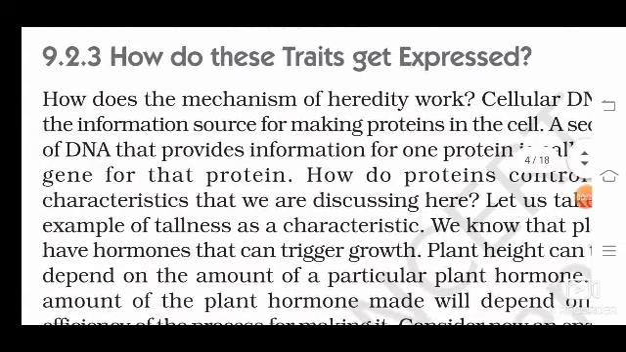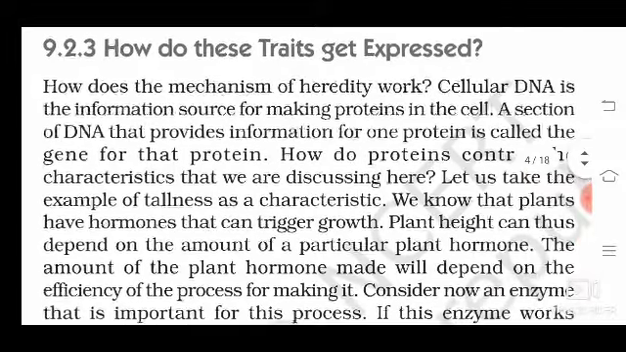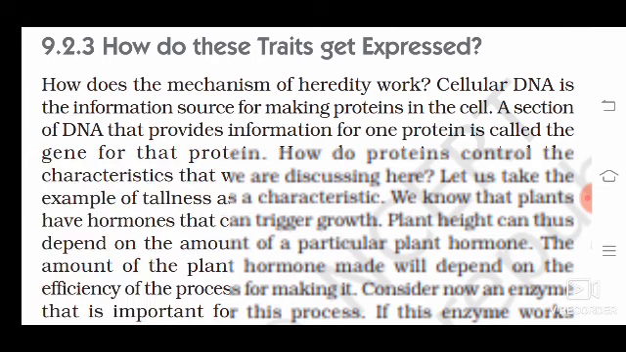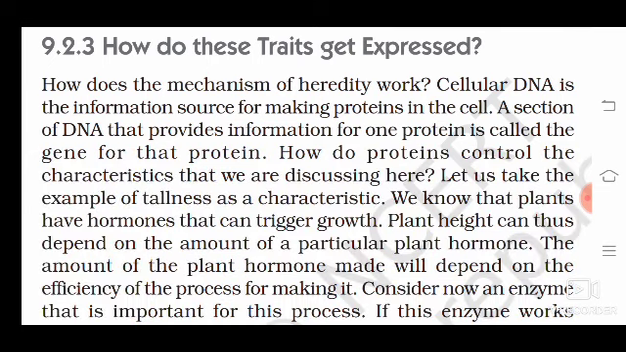How do these traits get expressed? We have done that table. Okay, now but they are talking of what does it mean? How does the mechanism of heredity work? Cellular DNA is the information source for making proteins in the cell. A section of DNA that provides information for one protein is called gene for that protein. How do proteins control the characteristics that we are discussing here?